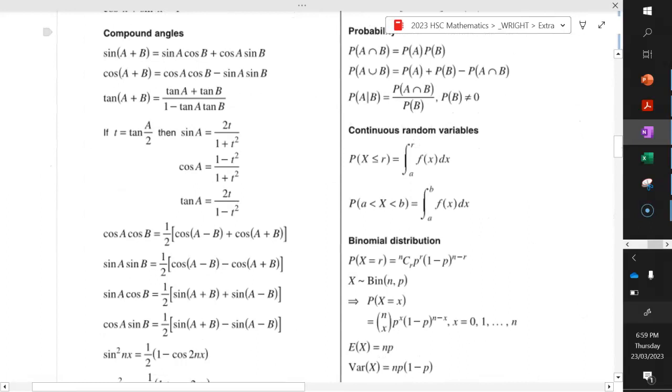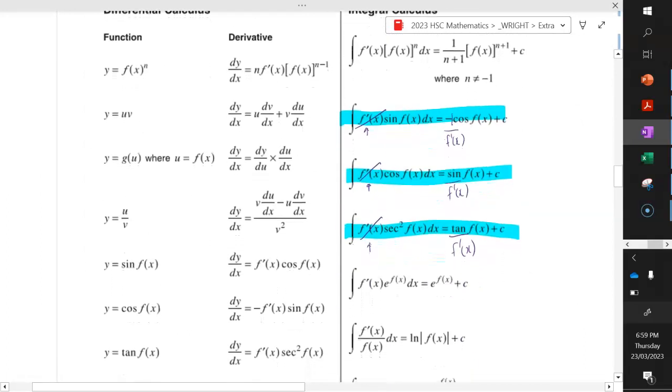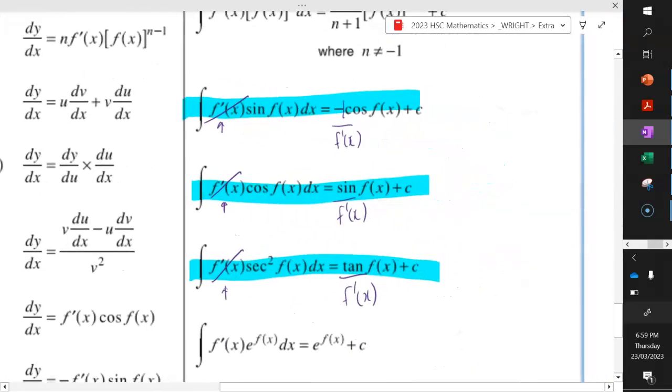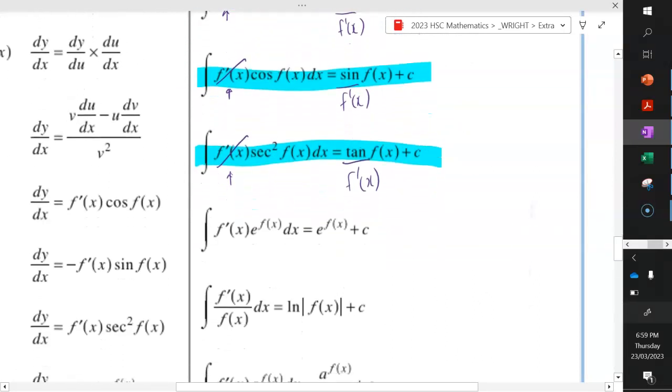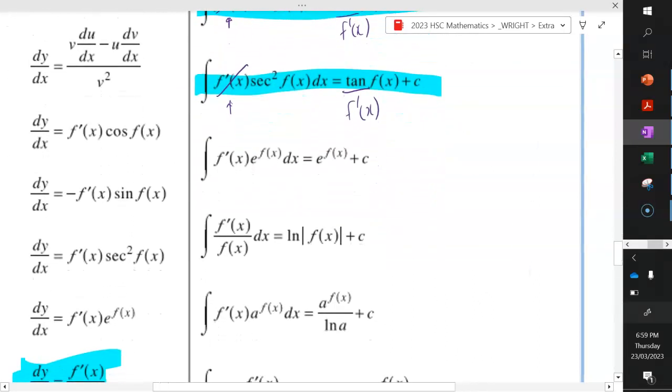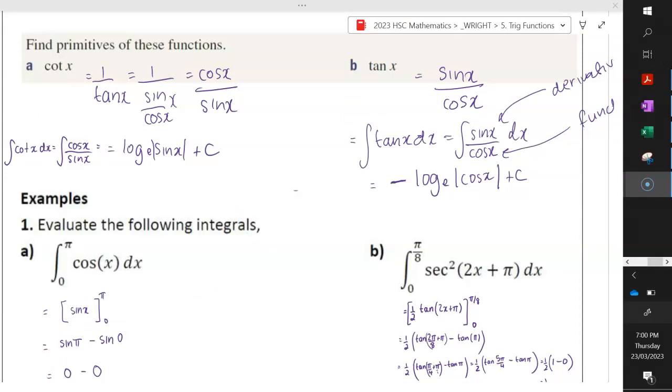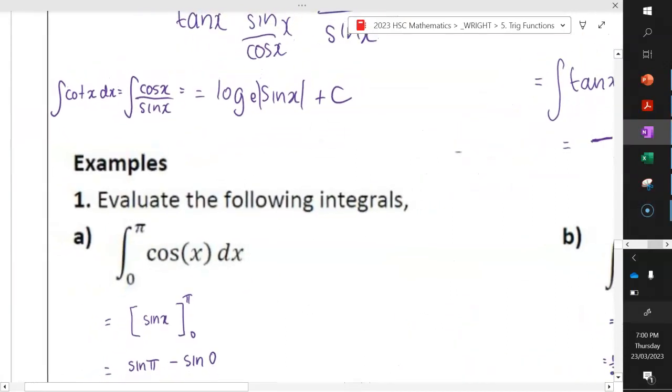But if I scroll down to our next page, we've got our three integrals here in blue for sine, cos, and sec squared. We don't have tan, but we do have that if something's in the form of derivative on the function, then it's log of the absolute value of the function. So we have that, and that's what we're going to use for the integral of tan and the integral of cot as well. So let's have a look at this first example underneath that.